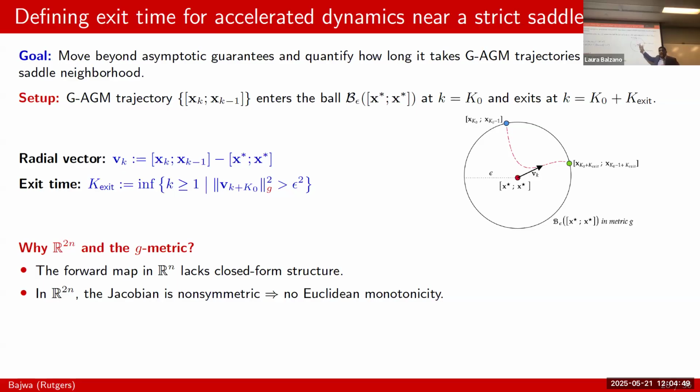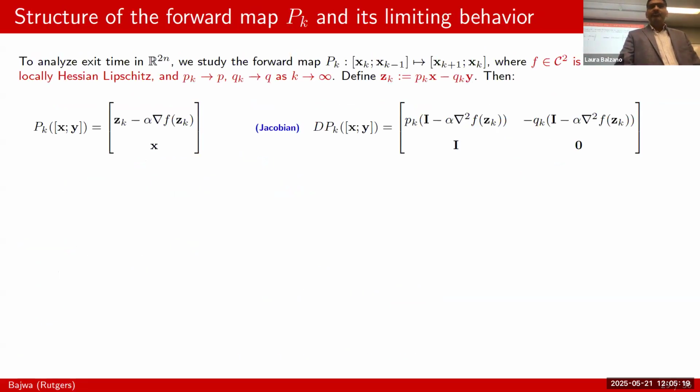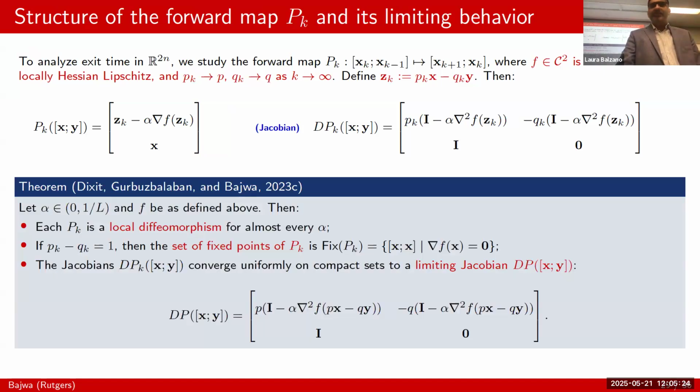But the problem is that we know accelerated methods are not monotonic in Euclidean distance. So I can't use the 2 norm here, right? And so what should be my metric over here? That is the key, because I need a good Lyapunov function in which things stay monotonic. And I'm still after the same thing. I want a condition under which I have linear time escape. And to do that, basically, we have to analyze the P_k map and its limiting behavior.